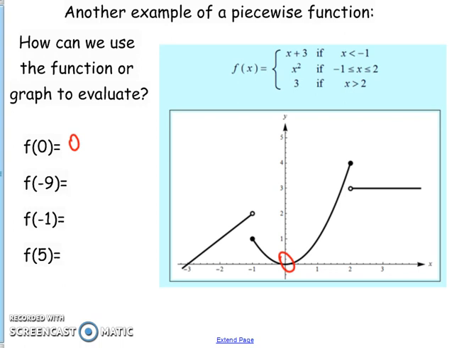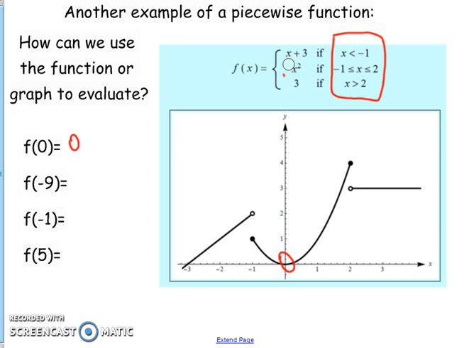The other way I can figure this out is to use my function. If I look at my domain restrictions, I want to match up my x value and figure out which equation this goes with. If x is 0, the first equation says x is less than -1. So 0 is not less than -1. The second equation says that x is greater than or equal to -1 and less than or equal to 2. So 0 fits right in there. 0 is between -1 and 2. So I'm going to use this function, x squared. I plug in 0 for x, and 0 squared gives me 0.